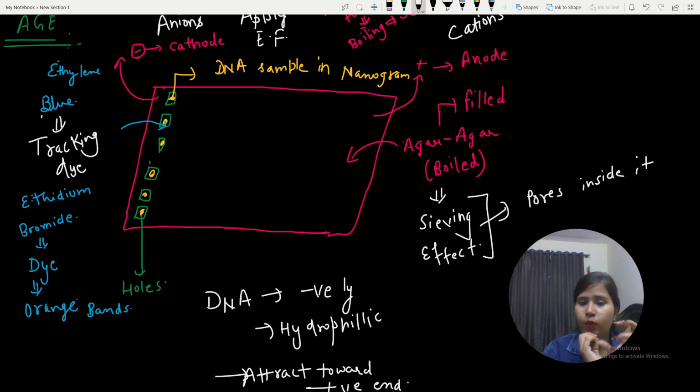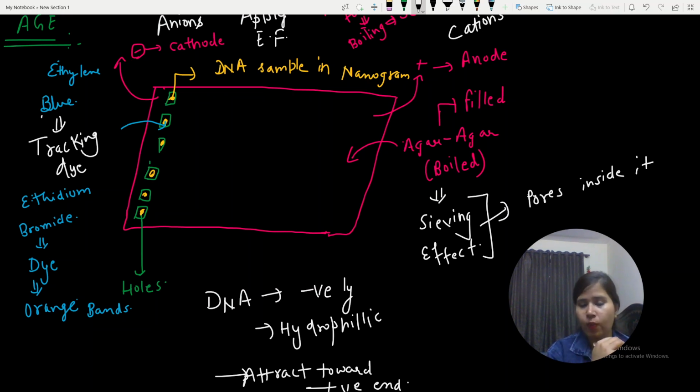Okay, so you are adding agar here, which is in boiled condition, and agar is obtained from a red algae, Gelidium and Gracilaria, which is also called seaweed, right? You wait until it cools down. Before cooling, you add a material which can make pores inside the agar. Now, at one end, this comb will form some pores, and in these pores you are going to add your DNA sample, which is already cut by restriction endonucleases.